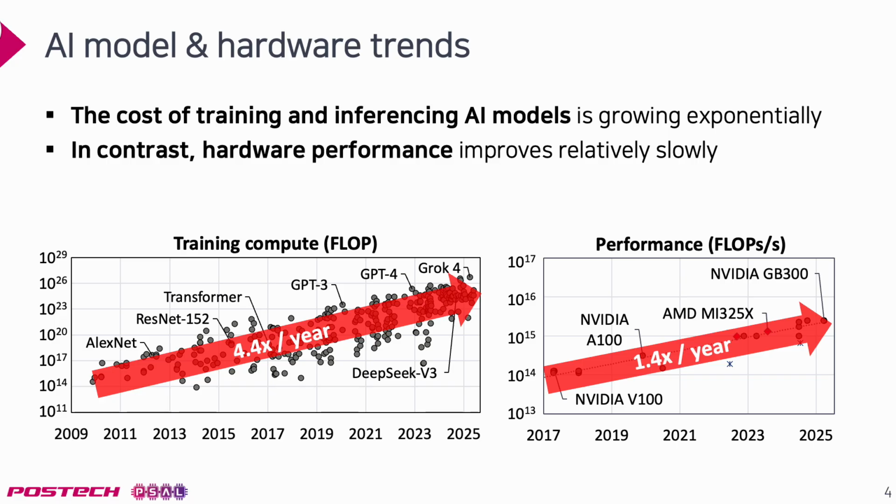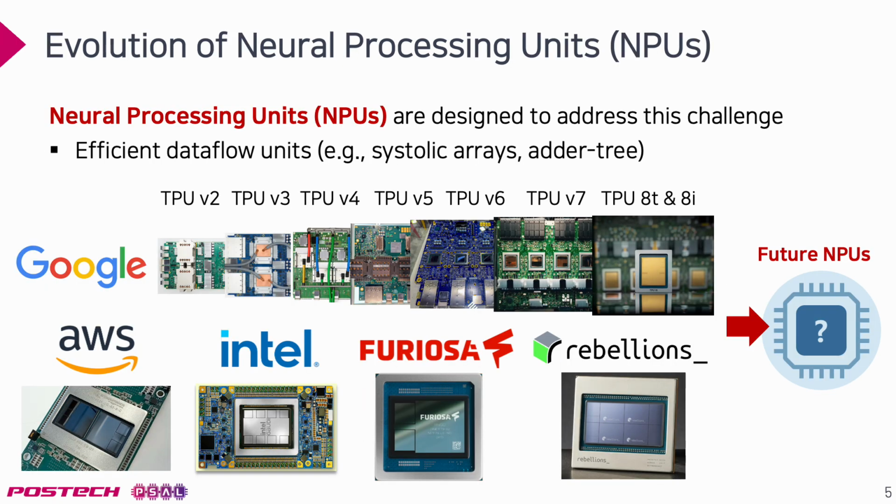So there is a growing gap between the compute requirements from AI models and the hardware capabilities. And closing this gap is important for developing future AI models and deploying them. So there have been tremendous efforts to close this gap. And one prominent example is designing neural processing units, or NPUs.